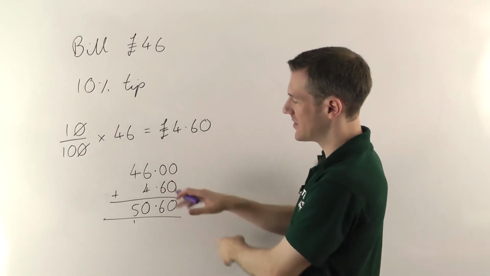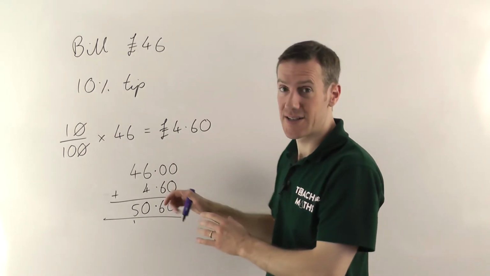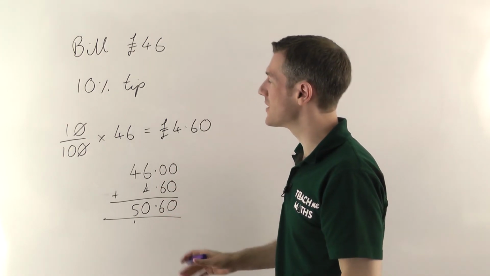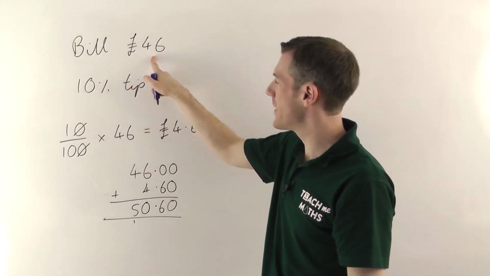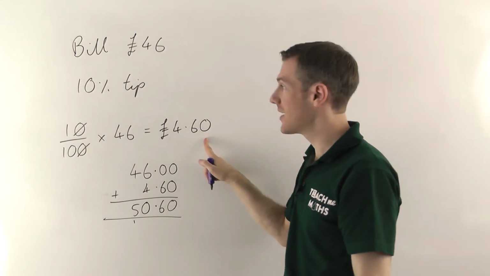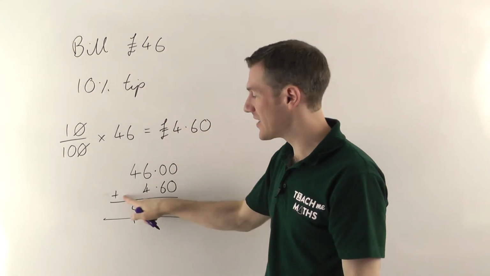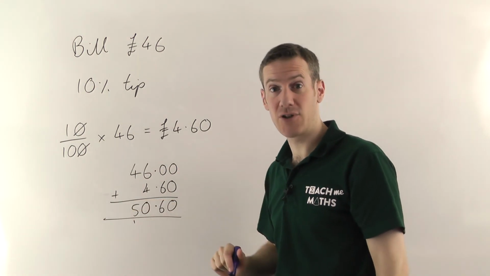Now you probably do the addition there in your head, but the point is, for any kind of percentage increase or decrease, find the percentage of the amount, in this case £4.60, and then for an increase you add it on, for a decrease you subtract it off.